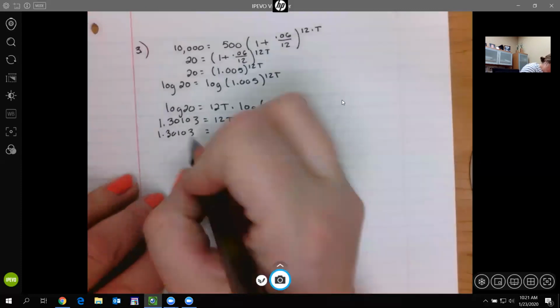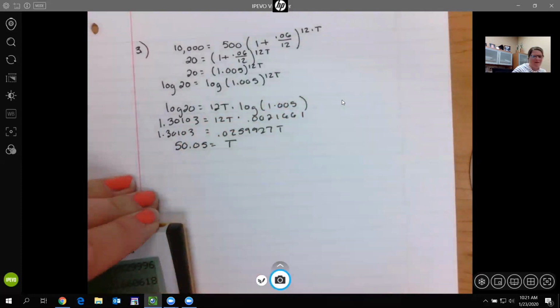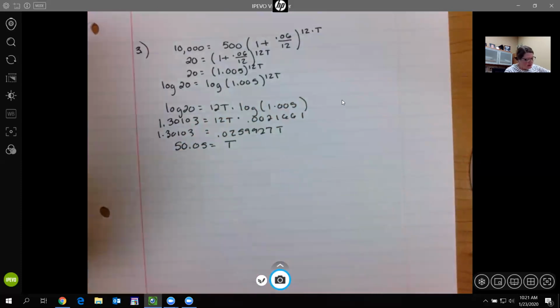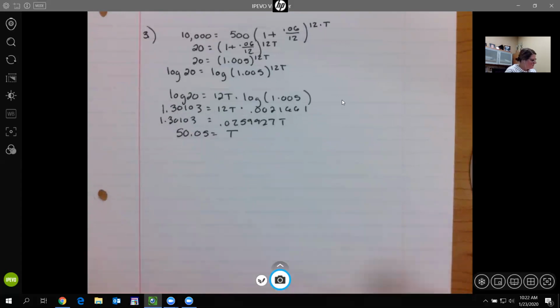So 50.05. It's going to take me about 50 years, right? 51 if you want to make sure you get enough money, or get exactly there. So if that would have been like 50.3 even, I would have been rounding it to 51. Just because even though it's not to that .5, it's going to take you that additional year to get to your goal. Okay, so we're at 50.